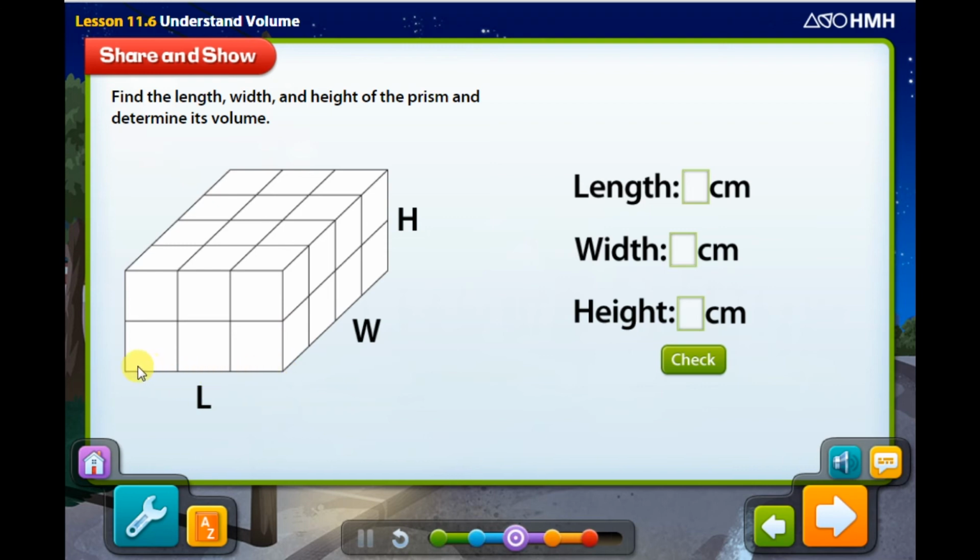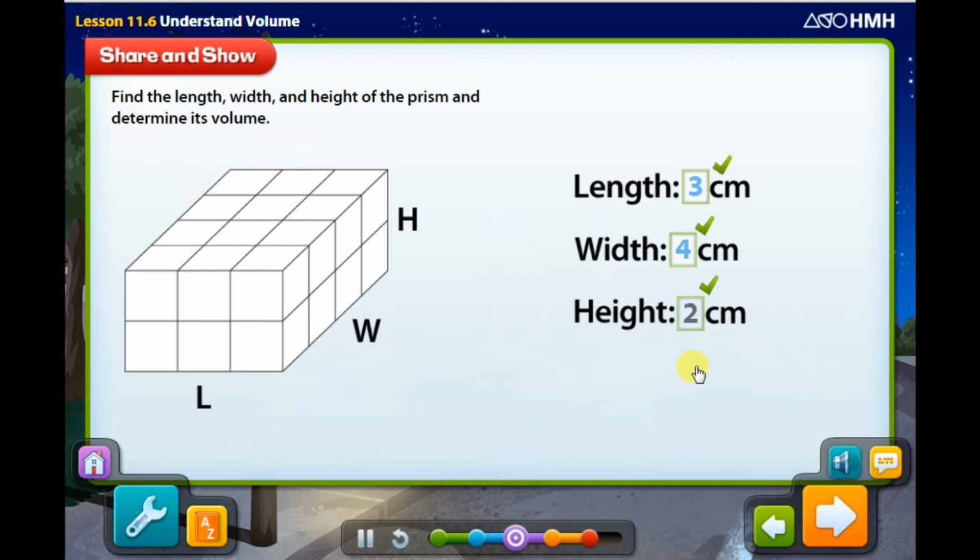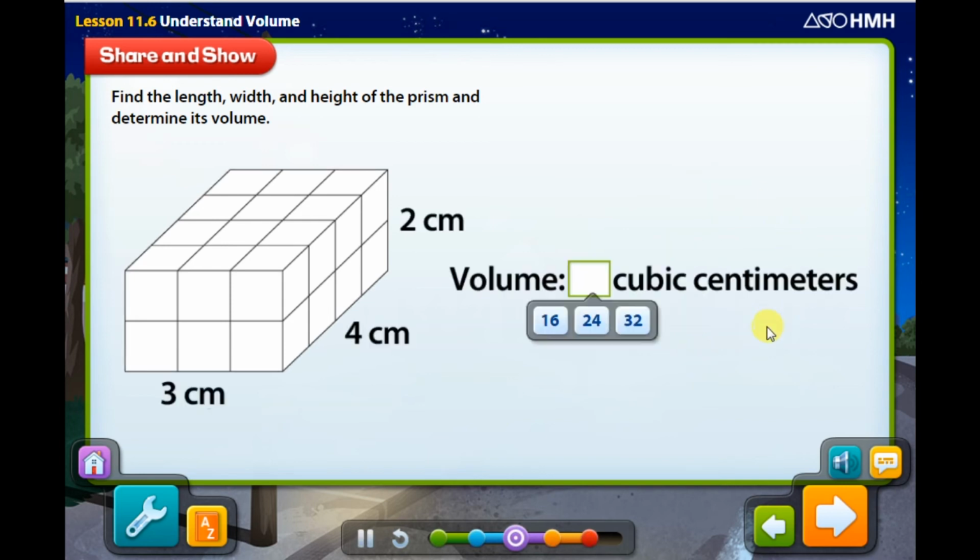First, how many cubes in the length? 1, 2, 3. So it is 3. The width. How many cubes in the width? 1, 2, 3, 4 units. How many cubes in the height? It's 2. Okay, let's check. That's right. The length is 3 centimeters, the width is 4 centimeters, and the height is 2 centimeters. And the unit here is centimeter.